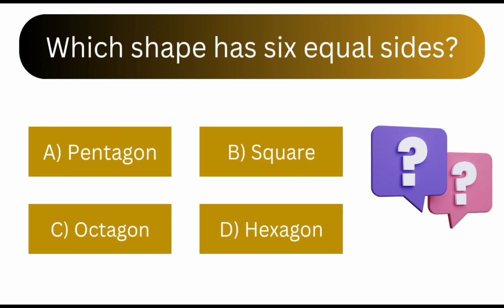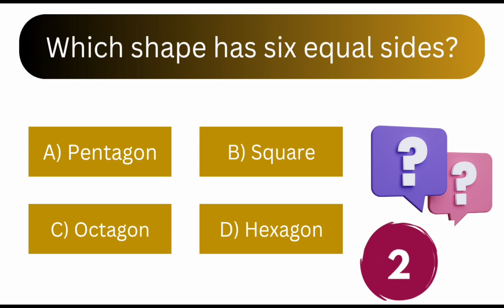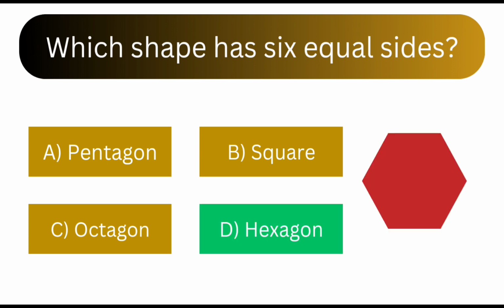Which shape has six equal sides? B is the right answer, hexagon.